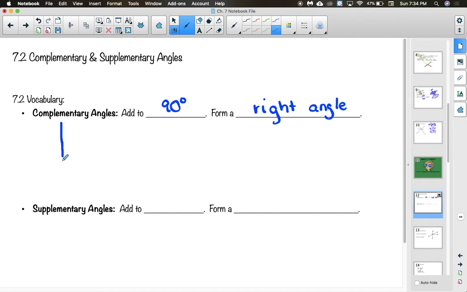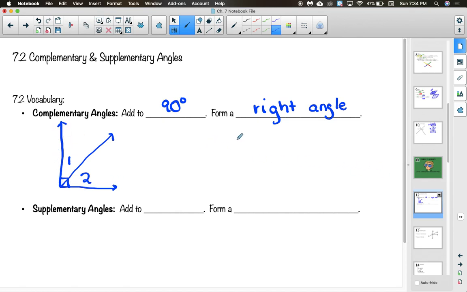Let's draw two examples of complementary angles. Here's one where we start off with a right angle and then it is split into two smaller angles. So this angle here, angle 1 and angle 2 would be complementary because when you add them up, when you put them together, the outside edge forms a right angle.